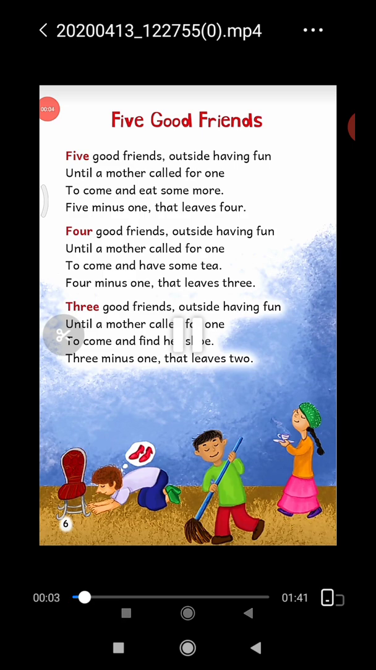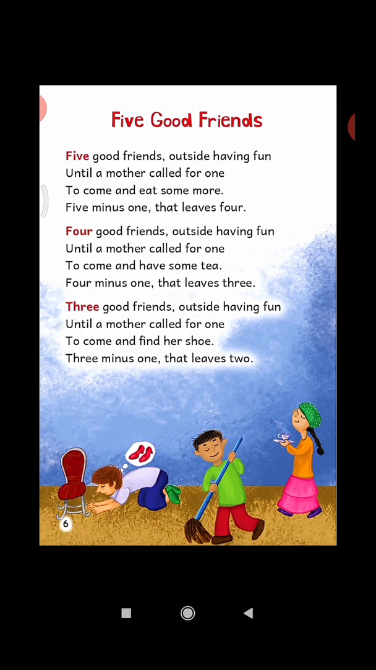Five good friends outside having fun until our mother called for one to come and eat some more. 5 minus 1, that leaves 4. 4 good friends outside having fun until our mother called for one to come and have some tea. 4 minus 1, that leaves 3.